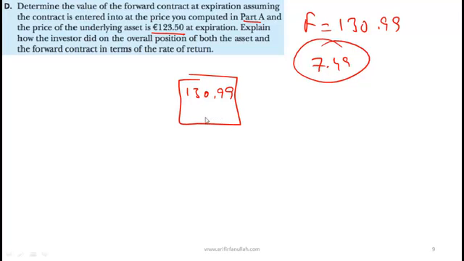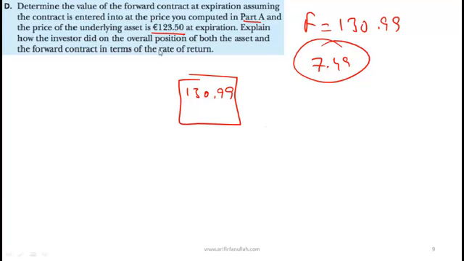130.99. Let's say the short, does this mean that the short must have owned the asset? Not necessarily. If he wanted to, he could. But if he didn't own the asset and he has a contract that says he can sell for this much, then what can he do on the expiration date? He can go to the market, buy for 123 and carry it over to the long party, sell it for this, and make a nice profit of 7.49. So the point is that this profit came because of the contract.